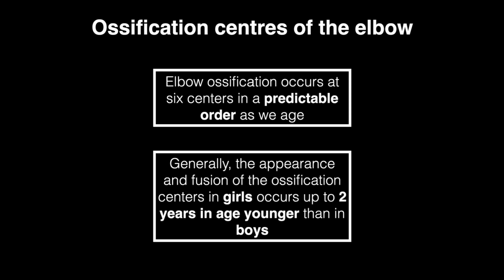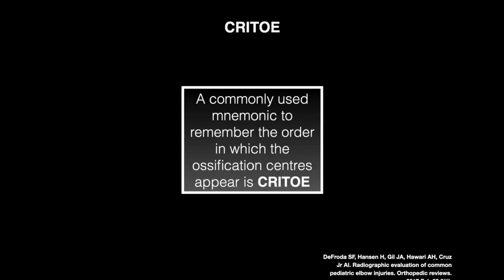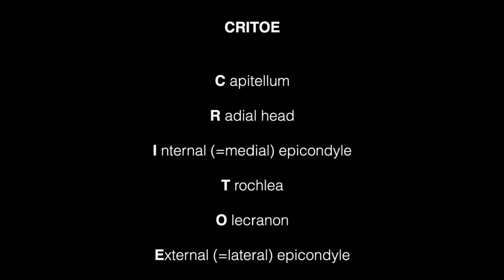Elbow ossification occurs at 6 centers in a predictable order as we age. Generally, the appearance and fusion of the ossification centers in girls occurs up to 2 years in age younger than boys. A commonly used mnemonic to remember the order in which the ossification centers appear is CRITOE, C-R-I-T-O-E. In this mnemonic, C stands for capitellum, R stands for radial head, I stands for internal epicondyle, which is also known as the medial epicondyle, T stands for trochlea, O stands for olecranon, and E stands for external or lateral epicondyle.